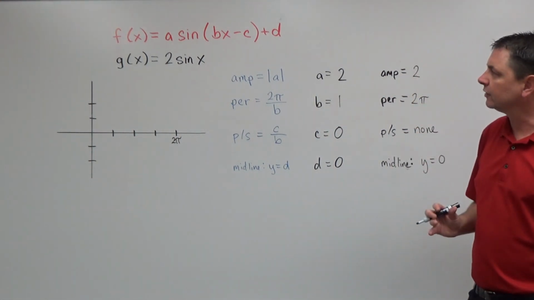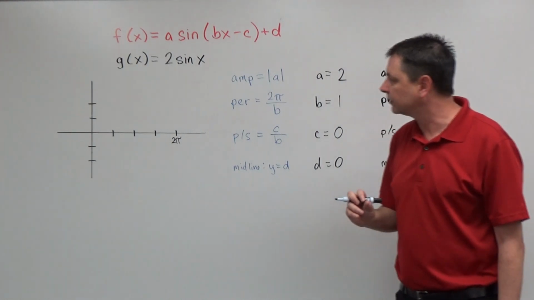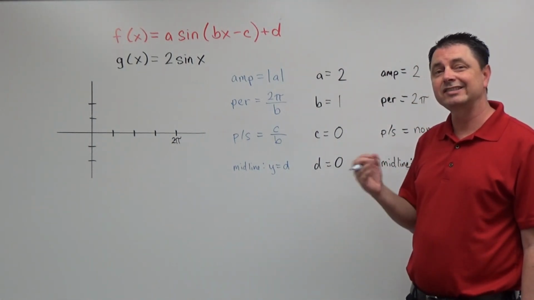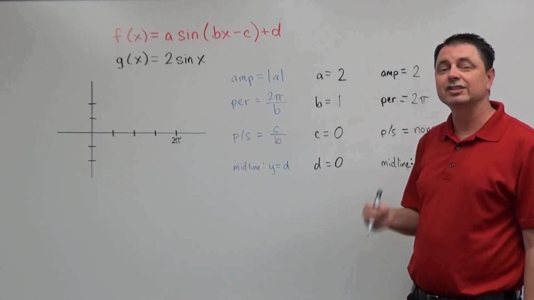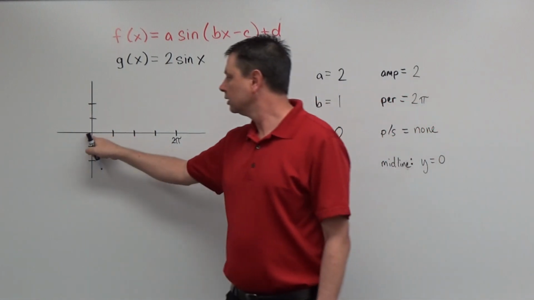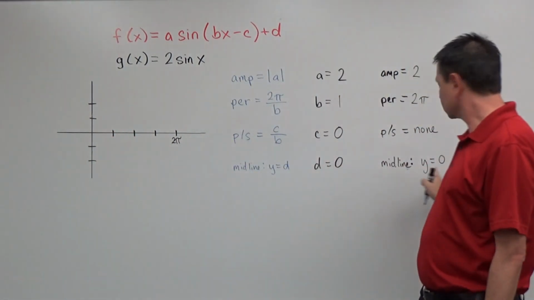So now that we have that, we're ready to graph this. Remember from the parent function that sine, the sine function, has its first key point on the midline at 0. So 0, comma 0.